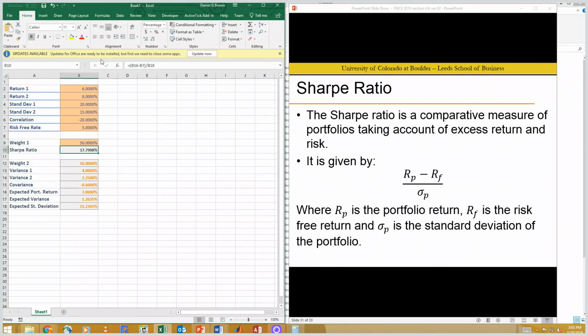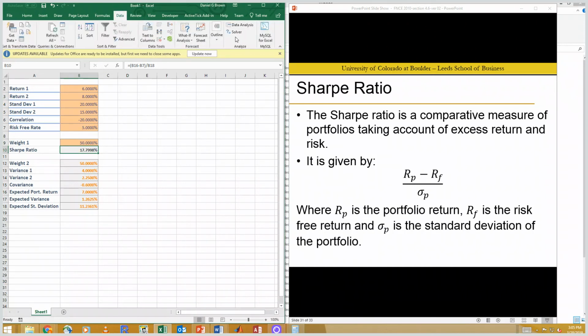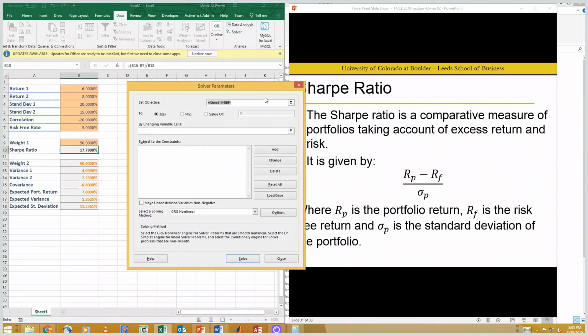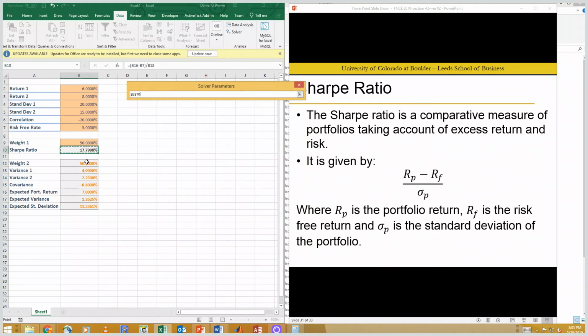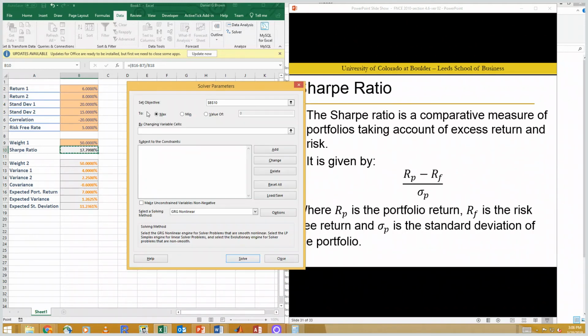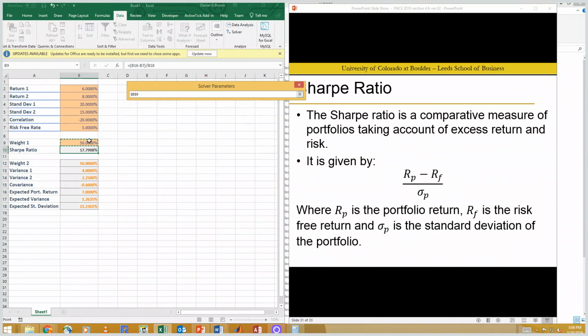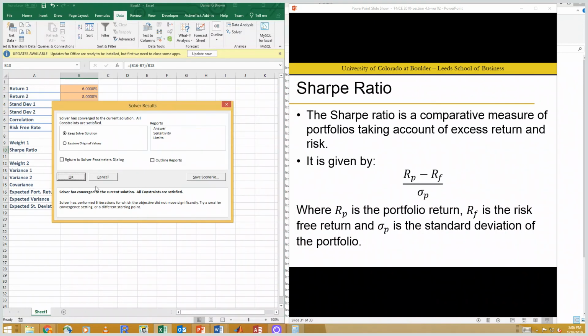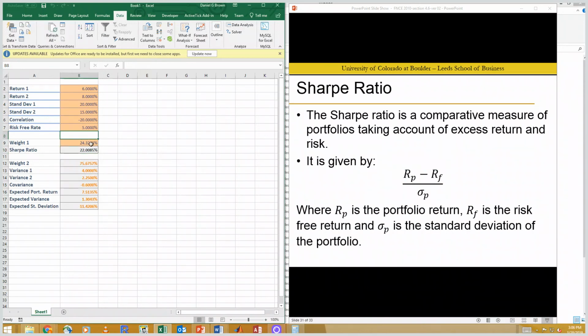So we are going to use Excel's solver. So here is our solver. We set the objective to be the Sharpe ratio. We want to maximize the Sharpe ratio, and we want to maximize it by changing the weight of the first stock. And the solver figures out that if we make the weight of the first stock 24.3%, the Sharpe ratio is maximized at 22.